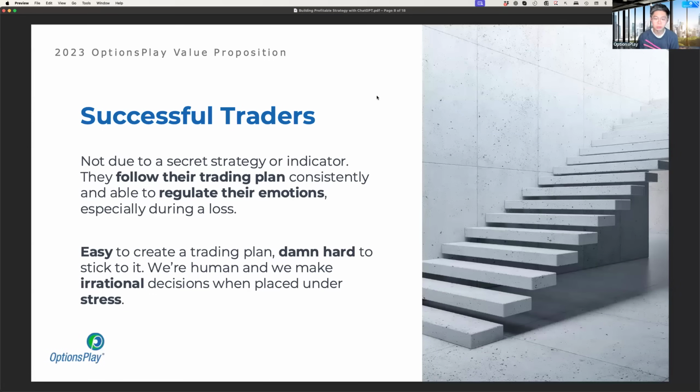And I've worked with thousands of traders, and I can really speak to this. It really comes down to managing their emotions and especially being able to do so during a loss. That's what successful traders are better at than unsuccessful traders. That's genuinely what separates profitable traders and non-profitable traders.